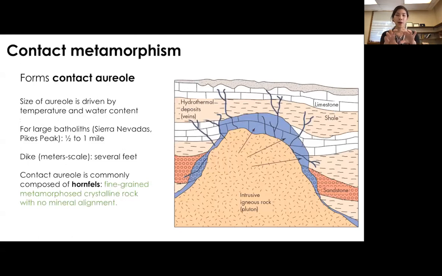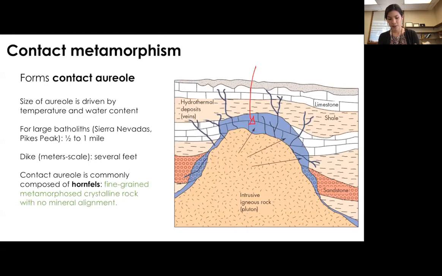We call this area around the hot body that has undergone contact metamorphism the contact aureole, because it forms in somewhat of a halo shape around those hot magmatic bodies. And that's shown in blue in this diagram here. The size of this contact aureole, or halo, is going to be really dependent on the temperature conditions and the water content. So you can see in this diagram that the size of this blue contact aureole is different depending on where you are within the subsurface.